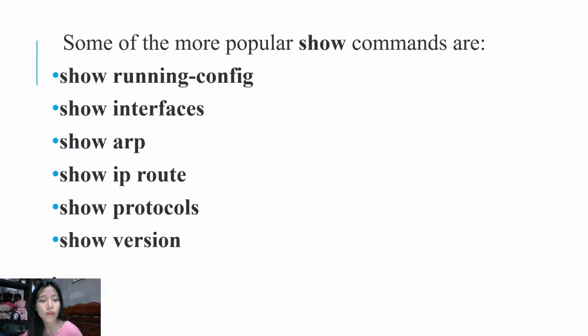So some of the more popular show commands are the show running config, show interfaces, show ARP, show IP route, show protocols, and show version.